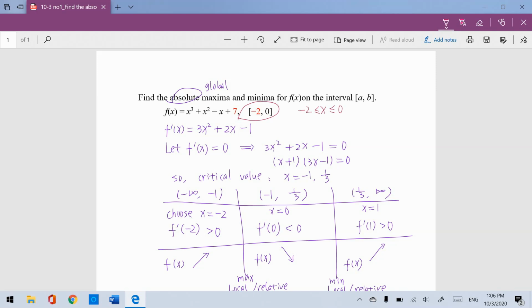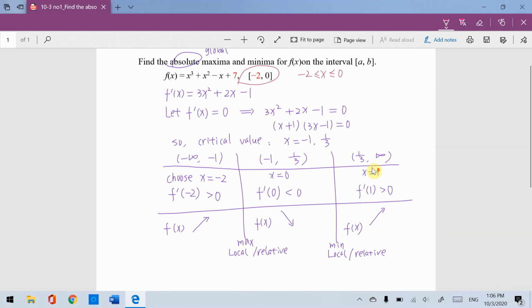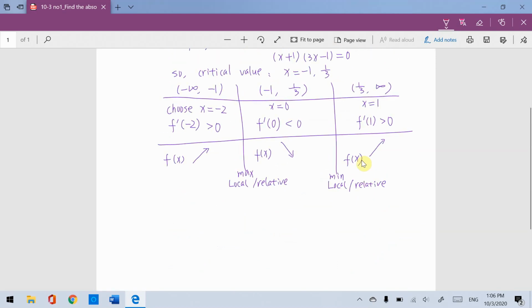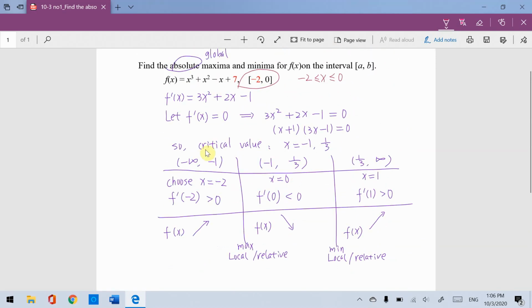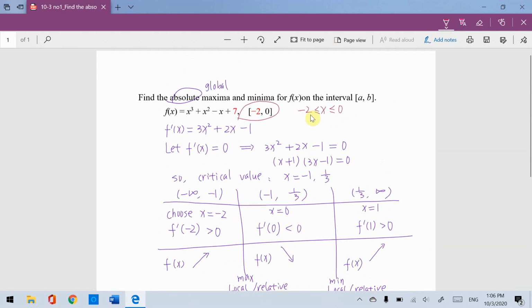So now we are able to find the global maxima and minima because x does not go to negative infinity or infinity. Okay, so now we need to compare all those critical points and the endpoints. Compare them: which one is the biggest, that's the maximum. Which one is the smallest, that's the minimum.